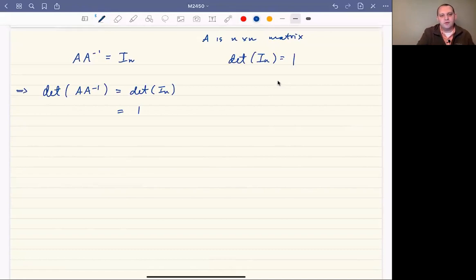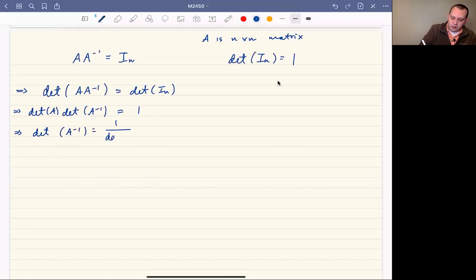But also we know that if we take the determinant of a product, that's the product of the determinants. So we can write this as the determinant of A times the determinant of A inverse equals 1. If we divide both sides by the determinant of A, this gives us a formula for the determinant of A inverse, and that's going to be 1 over the determinant of A. One more piece of evidence that hints that if the determinant of A is 0, we're going to have problems with the inverse. That's a nice quantitative way to make that connection.